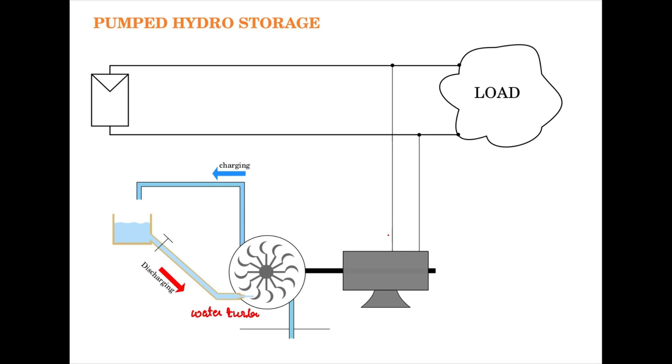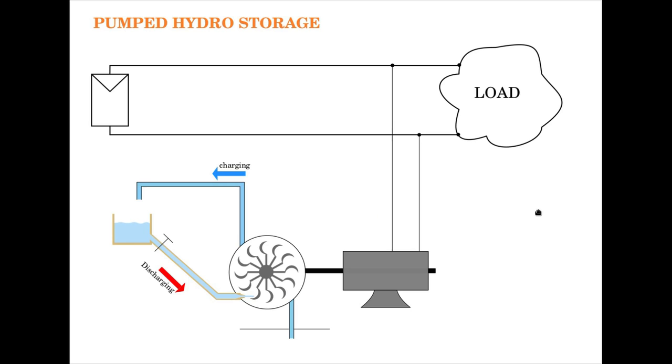So this pump will now behave as a water turbine in the discharging mode. This will act like a water turbine, and in the discharging mode the motor will now behave as a generator. So it will generate, it's a DC generator, generates it and puts the energy into the DC bus.